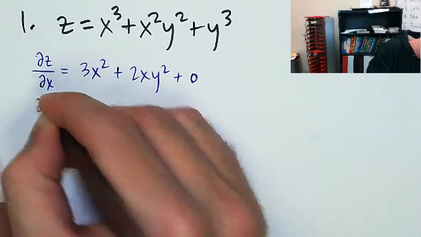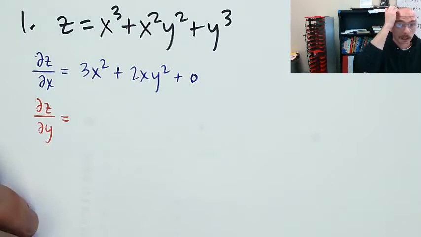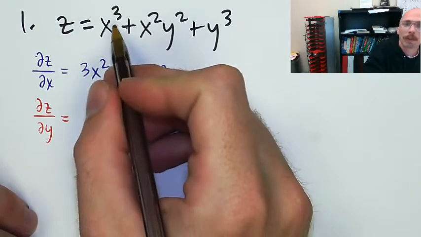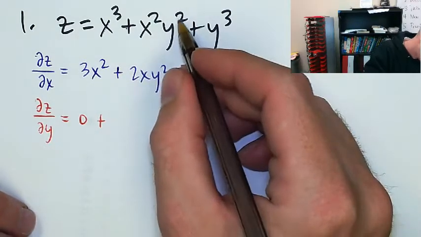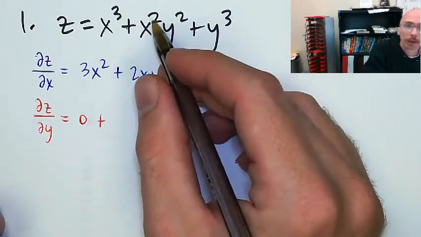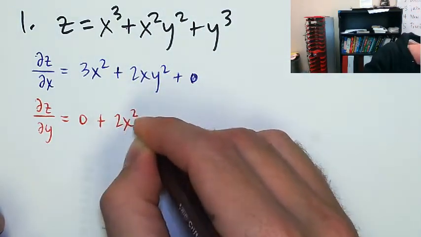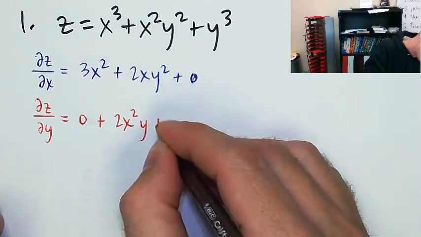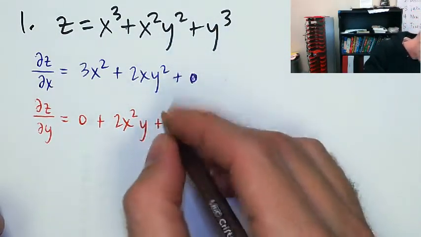And the partial derivative of z with respect to y is going to be, okay, the derivative of x to the third with respect to y is going to be 0. And then, okay, I'll take the derivative of y squared, that's 2y, x squared is a constant, so it'll stay there. So 2x squared y. And then the derivative of y to the third with respect to y is going to be 3y squared.